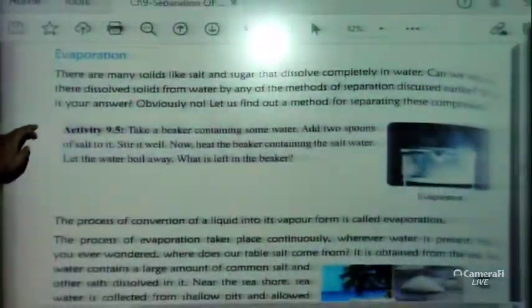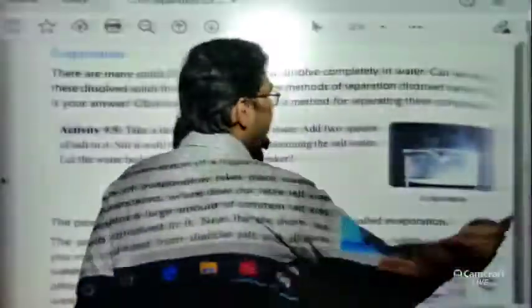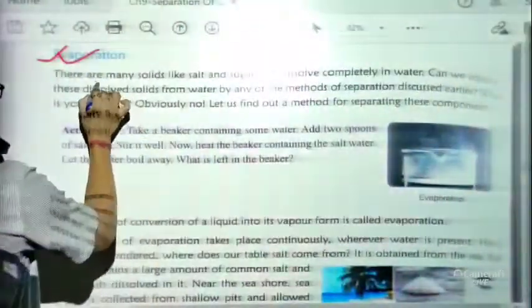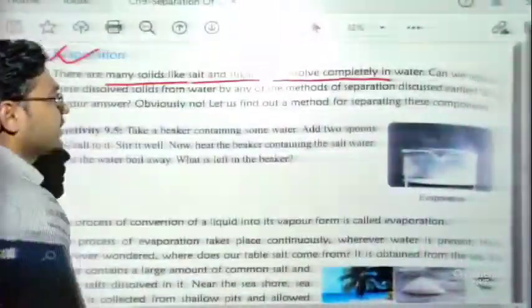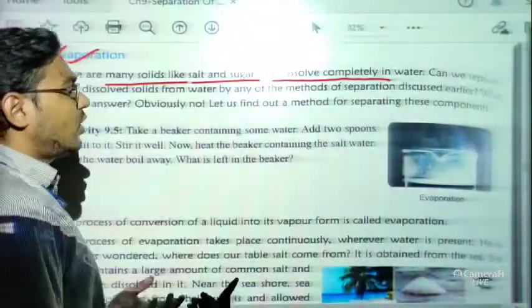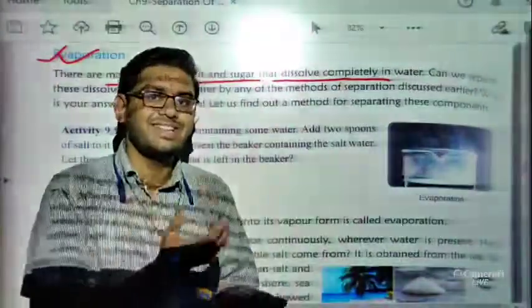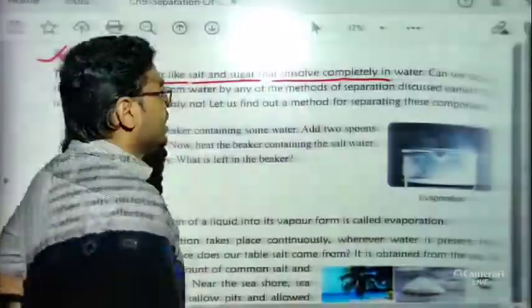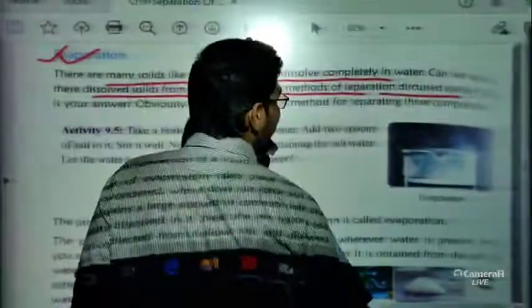Okay. Now the next process is there which we call as evaporation. What is evaporation? Very easy. Okay. Evaporation means there are many solids like salt and sugar that dissolve completely in water. Definitely. Okay. Salt and sugar, if you just pour one teaspoon of salt in water, it can easily dissolve in the water. Now can we separate this dissolved salt from water by any of these methods of separation discussed earlier?